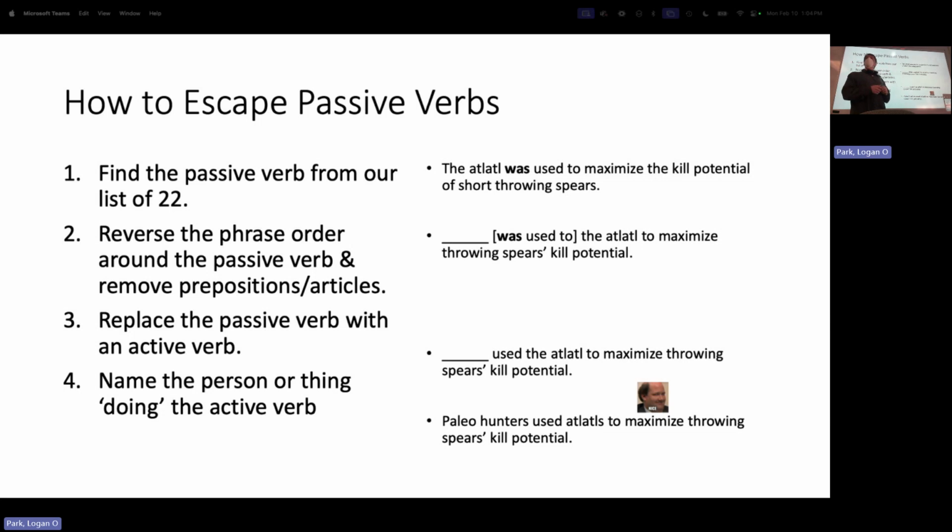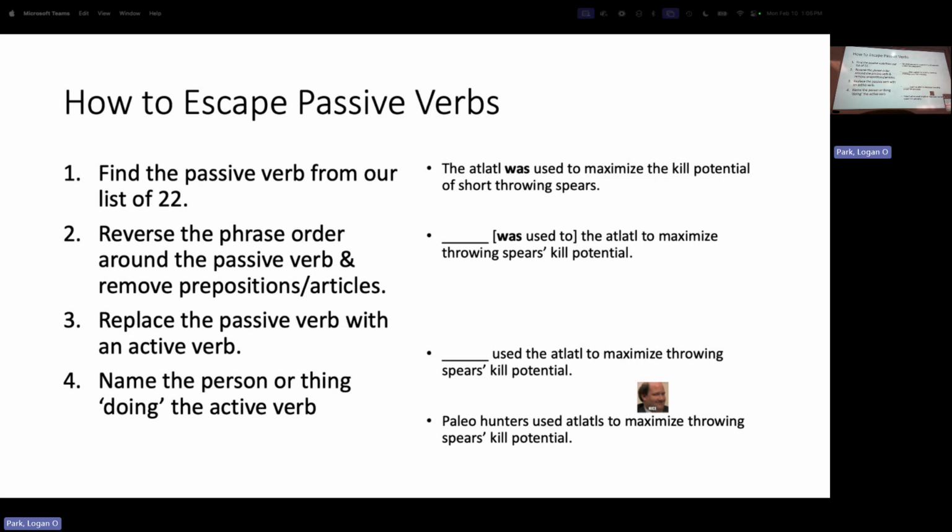With the price of groceries and going out to a restaurant these days, we can all kind of empathize with the difficulty of putting stuff on the table, right? But this is a passive voice statement. It's boring. It's dry. It's just a factoid. The atlatl was used to maximize the kill potential of short throwing spears. Okay, whatever. Go on with our lives. We don't think about it because we don't feel anything about it.